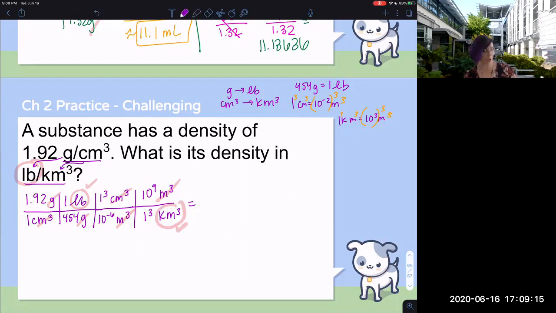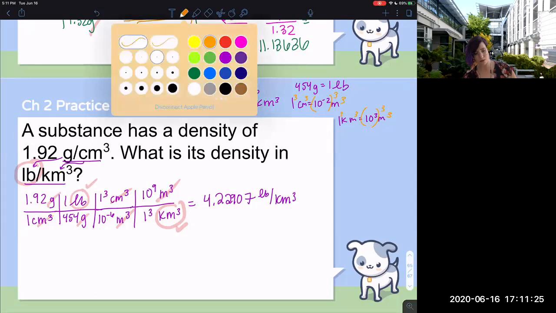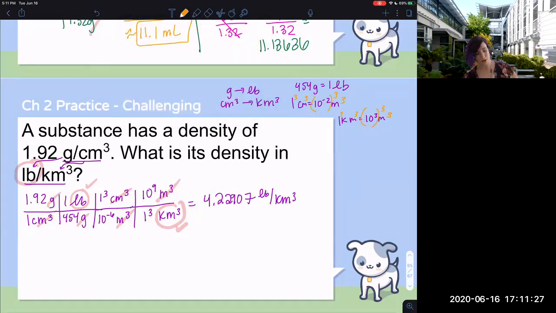So do this out. This is what we get: pounds per cubic kilometer. And we need to do our sig figs. Looks like I got 3, it was my lowest. So I get 4.23 pounds per cubic kilometer. That's my answer here.